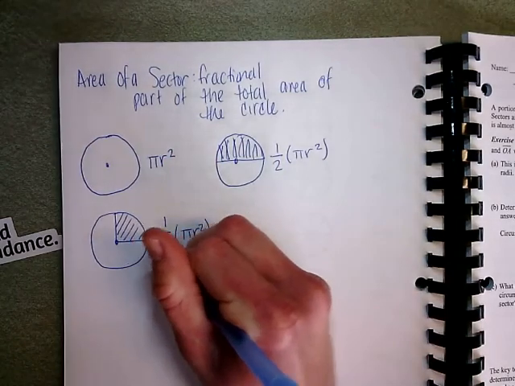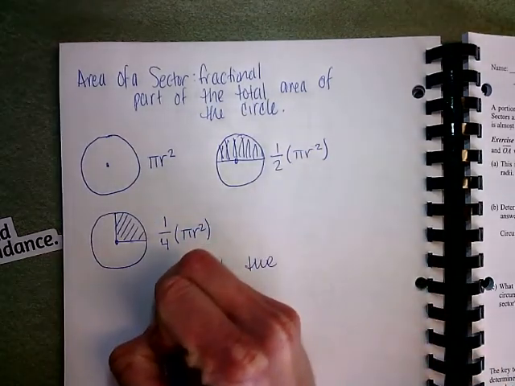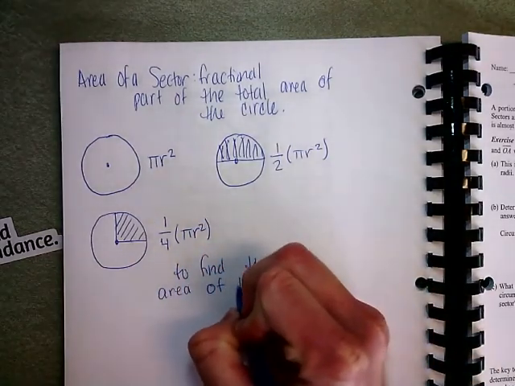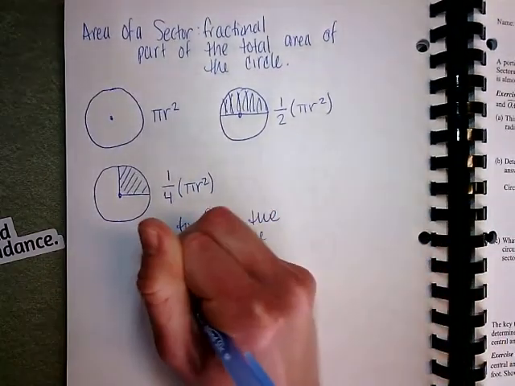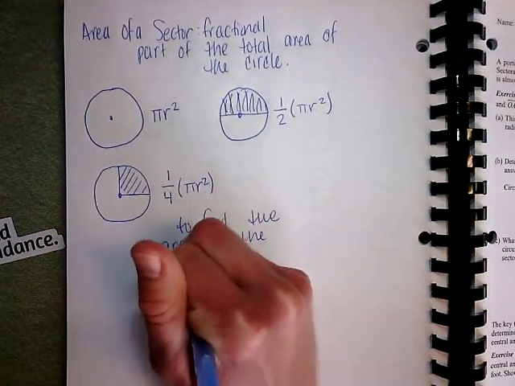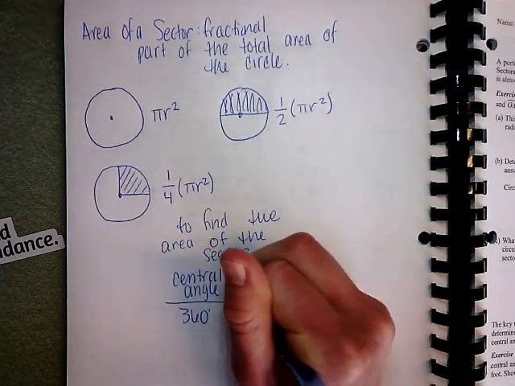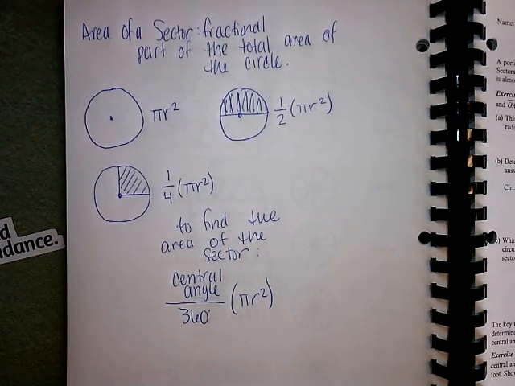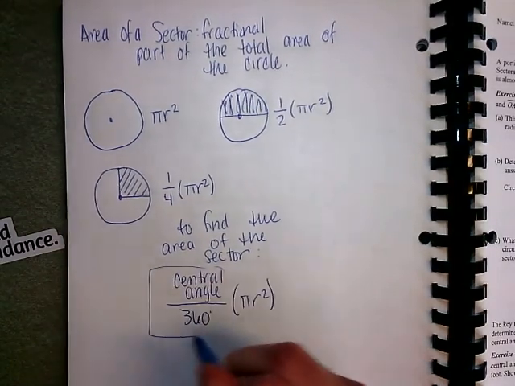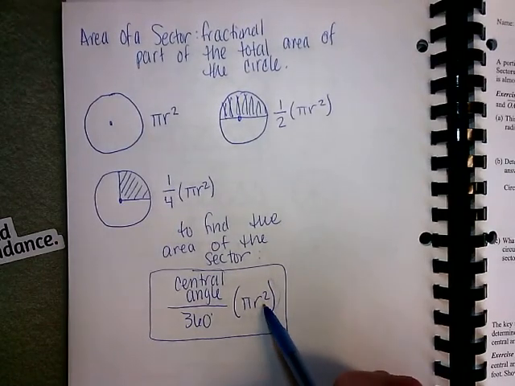So to find the area of the sector, we would do central angle over 360 times the area of the entire circle. Okay? So kind of like we talked about with arc length, we would do this kind of the same way to find the area of a sector. However, we're using the area of the circle formula instead of the circumference formula. Okay?